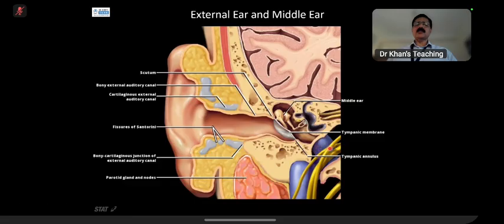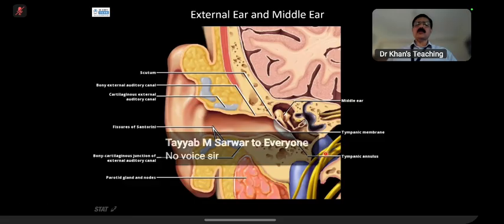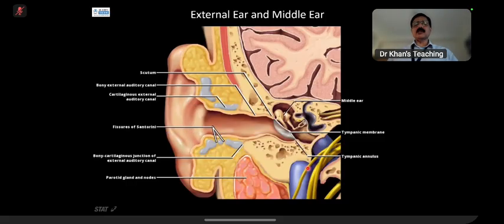Inferior to that is the jugular foramen, roughly speaking. And there will be some variations which I'll tell you. Anterior to this is the carotid canal. And posterior to this are the mastoid ear cells. So this is the concept of the middle ear.